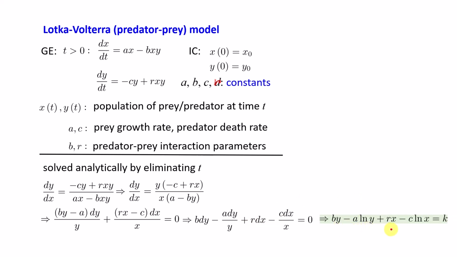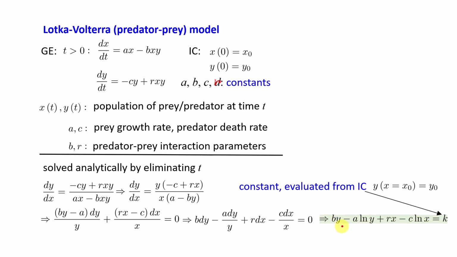by minus a ln y plus rx minus c ln x will be equal to a certain constant k, whose value will come from the initial condition. Here the initial condition was: at time t equals 0, x equals x naught, and y was y naught. So time doesn't appear in this equation, but we can write that when x is x naught, at that point y is y naught. So that gives us an initial condition here, and then we can evaluate k.